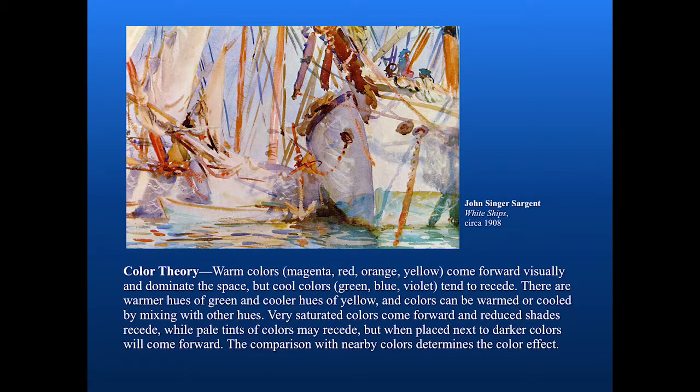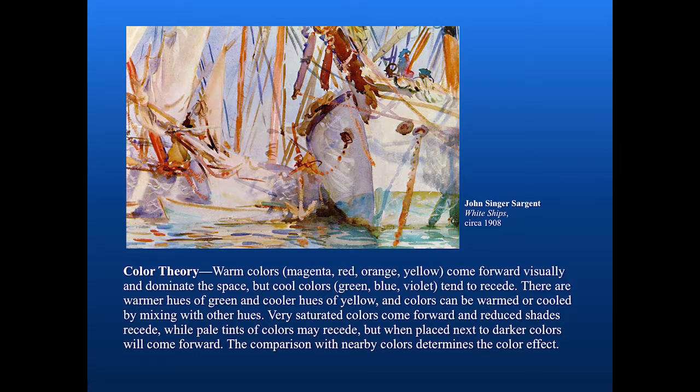Color theory. You can use color to determine what is most important in your image. So warm colors like magenta, red, orange, and yellow come forward visually and dominate the space. And you can see there's a lot of warm red, magenta, yellow colors coming forward. But cool colors, green, blue, and violet, tend to recede. So you can see that the shadows are sort of violet and blue. The colors of the water tend to seem to fall back. You've got a lot of blue in the sky behind.